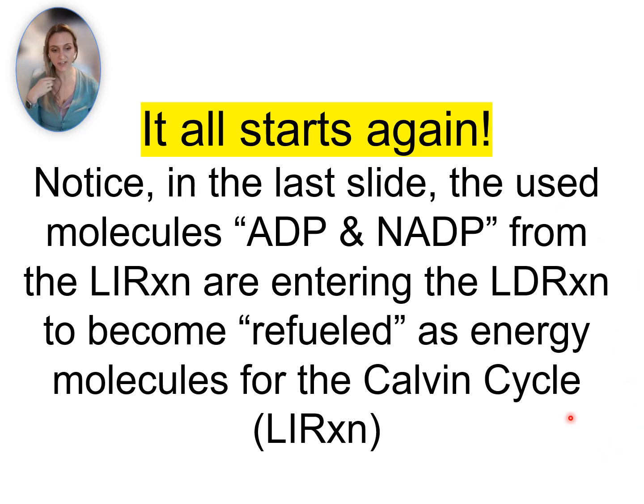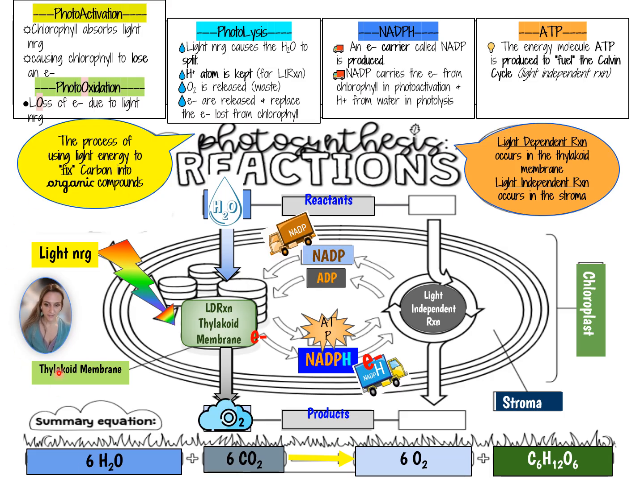We call the Calvin cycle the light independent reaction. This is what we've already completed, the light dependent, and we have some of the leftover molecules from the light independent. So it's all a cycle. We started with light energy and it caused chlorophyll to become photoactivated, which means it lost this electron. That electron is going to be carried on this NADP molecule. I'll call it H in a second.